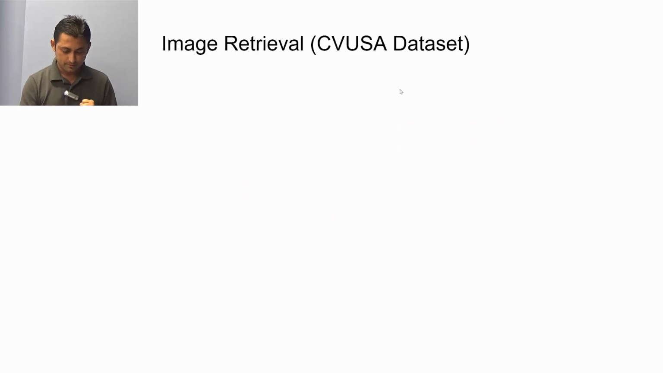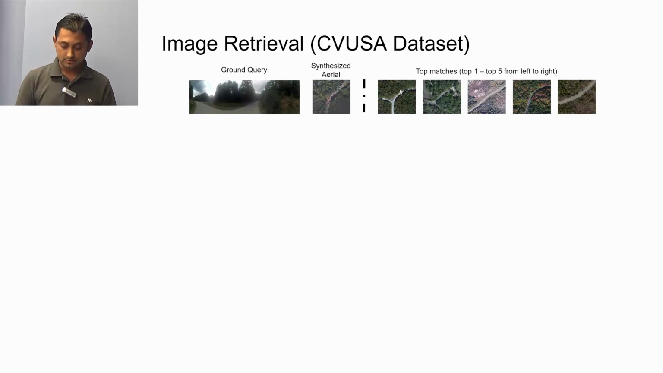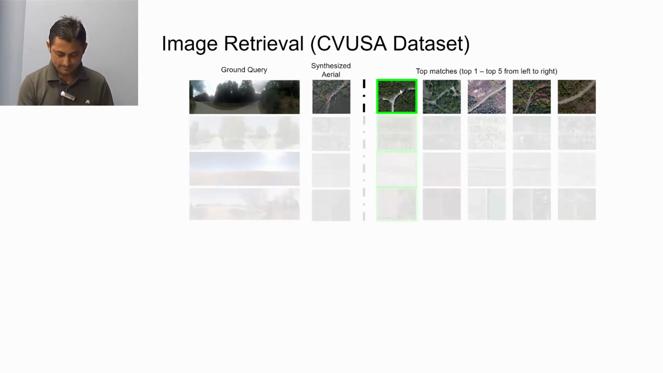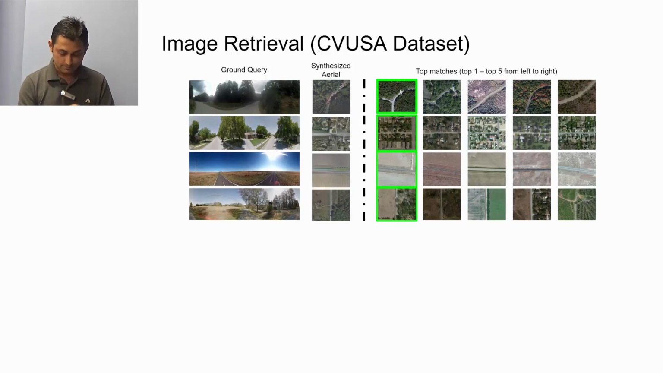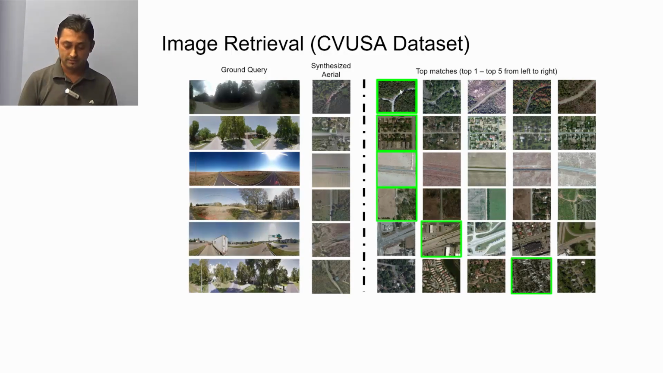Let's look at some of the image retrieval results. First, we show the ground query image, followed by the synthesized aerial image that we get from the generator. And then we show the top 5 matches. The result in the green box is the correct match, which is the ground truth. So here are more examples. And here are a couple more examples where the correct match was obtained at the 2nd and 4th position, respectively.